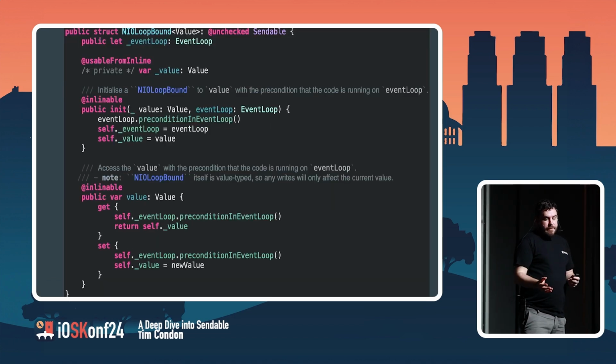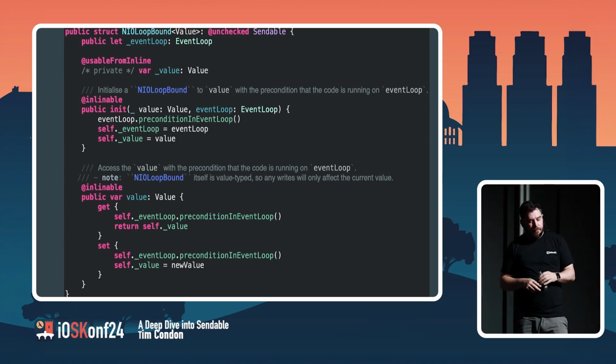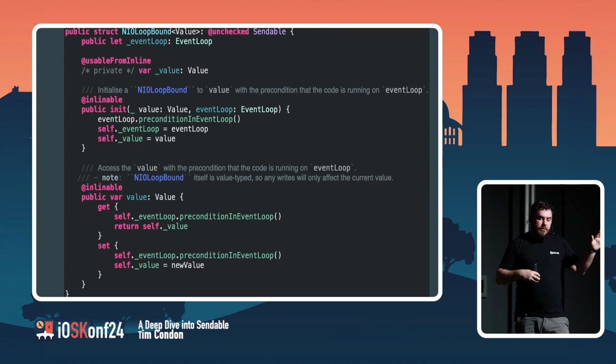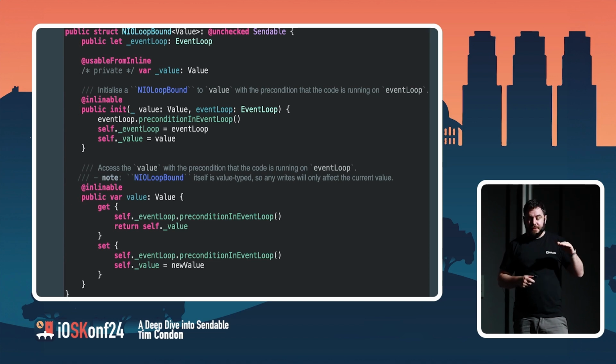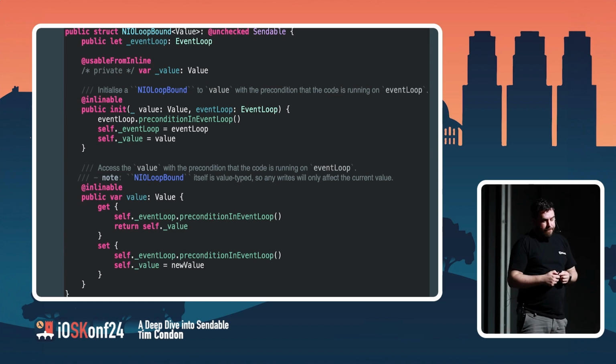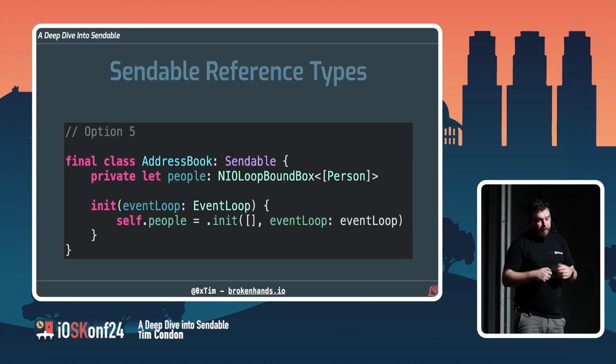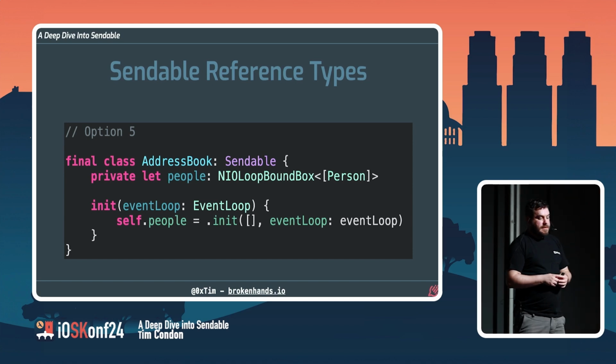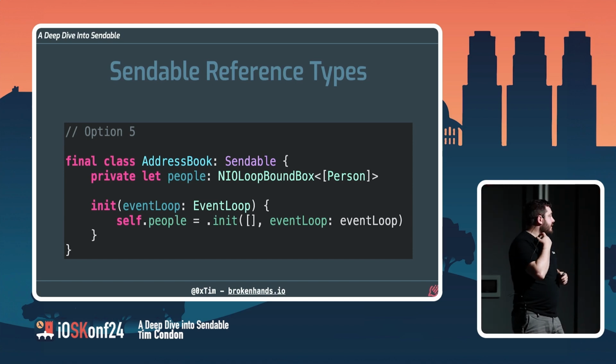One other option is using something like NIOLoopBound, and this essentially ties any accesses to the type to a specific thread or event loop. So you can have this on the server side. In the iOS world, you can use a similar thing for dispatch queues. This ensures that the types are created on the same event loop and on the same thread and only accessed on that thread, but you will get a runtime crash if you try not to. So it's something to bear in mind. And then we can just wrap our unsafe type in this. And then because it's, again, immutable and sendable, address book can be properly sendable and all fine.